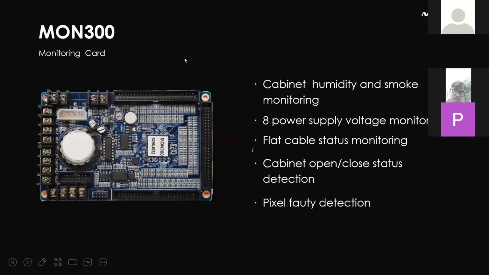With MON 300, you can achieve the cabinet humidity and smoke monitoring, and also it can support 8 power supply voltage monitoring. Also, it can support the flat cable status monitoring. Actually, all the requirement in the tender, we can fulfill your requirement very easily. Well, let's go to next page.